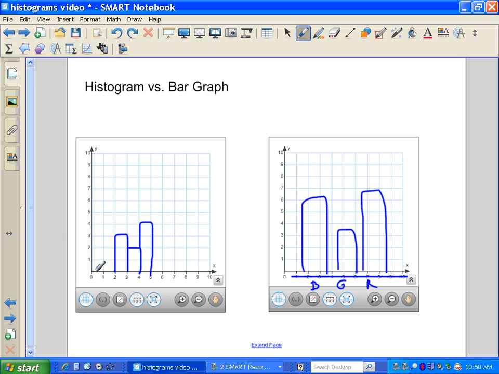Also in a histogram, I can change my scale. We're just using the scale here of 1 through 10, but I could use a scale of going by 5s or a scale of going by 10s, and that would change how my bars looked because that would put more things in a bar or less things in a bar. So some different things you can do with histograms.